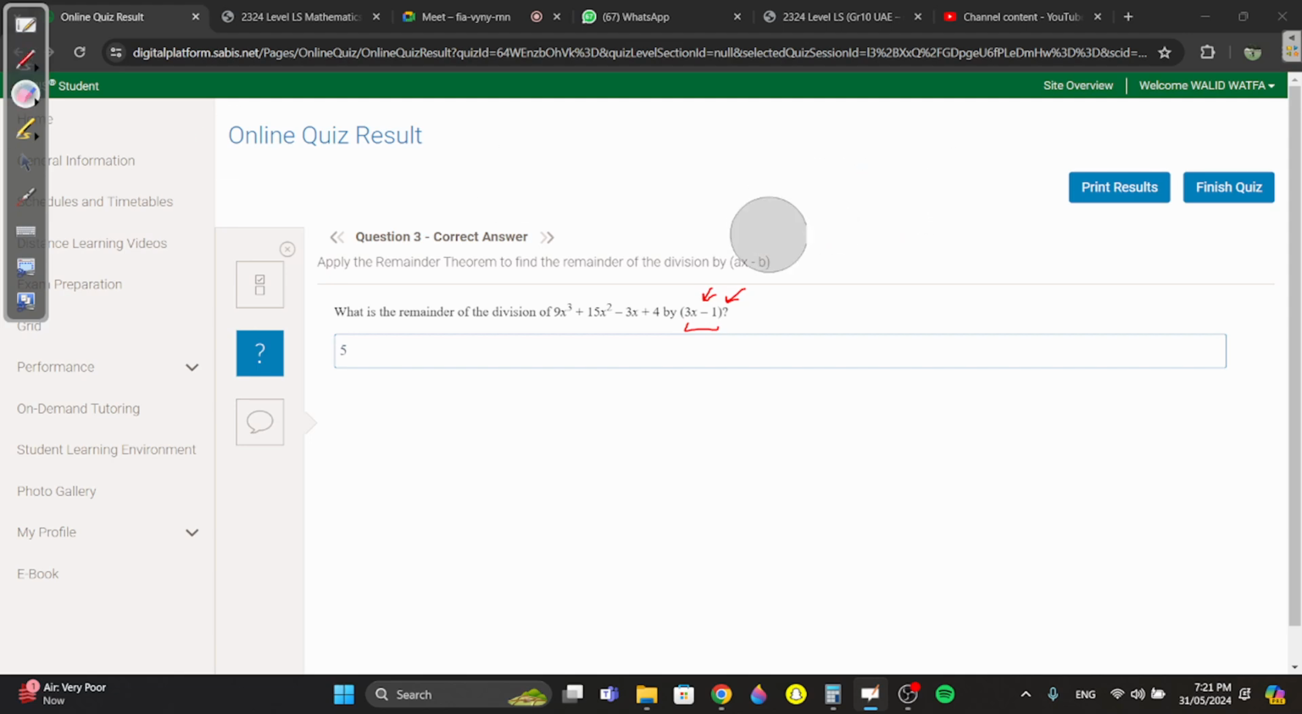That's your root. So what do we substitute in this case? 1 over 3. So I'm going to substitute 9 times 1 over 3 cubed plus 15 times 1 over 3 squared minus 3 times 1 over 3 plus 4.